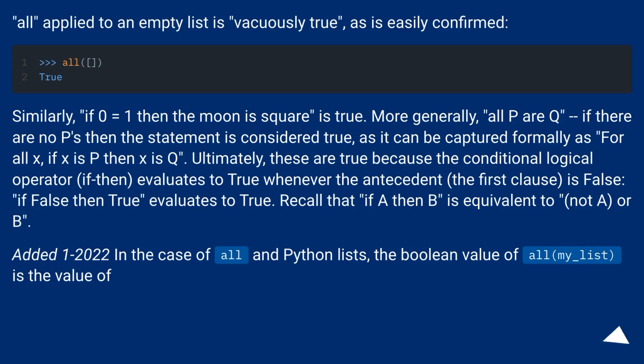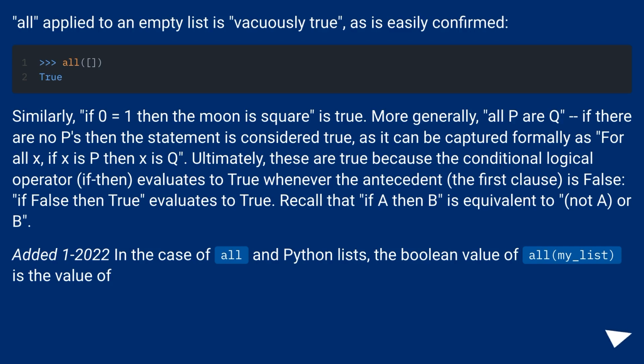Ultimately, these are true because the conditional logical operator, if then, evaluates to true whenever the antecedent, the first clause, is false. If false then true evaluates to true. Recall that if a then b is equivalent to not a or b.